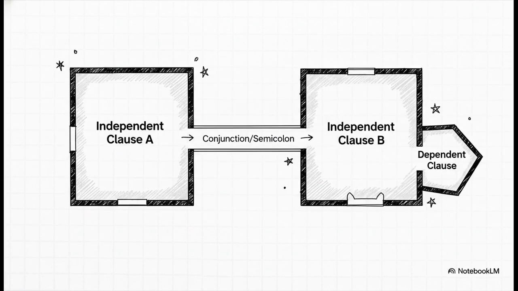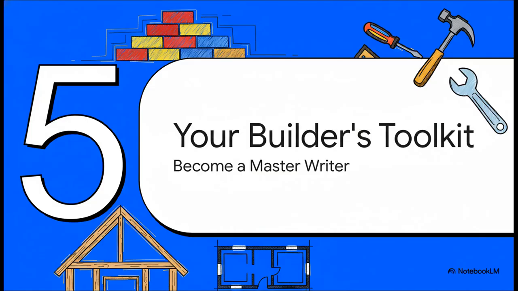And finally, we arrive at the mansion, the big one, the compound complex sentence. This is the whole shebang. It's got everything. You need at least two independent rooms, connected by something like so, plus at least one of those dependent add-ons, like the part here that starts with because. This is the most sophisticated house on the block, and it lets you weave together multiple, layered ideas into one single, powerful sentence.